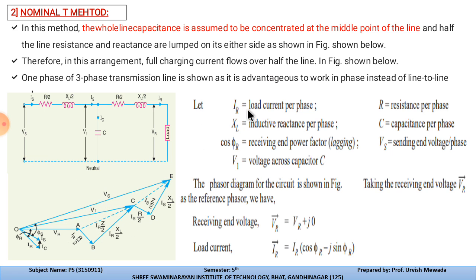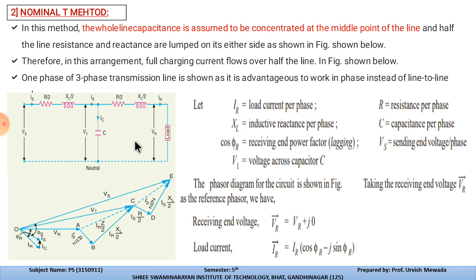Let us discuss the elements of the circuit again. IR is the load current per phase. XL is the inductive reactance per phase. Cos phi R is the receiving end power factor, which is always lagging. Why is it lagging? Because we have not considered any capacitor in series with the circuit. And V1 is the voltage across the capacitor. One thing you should keep in mind: this capacitance is imaginary. It is not physically connected in the circuit. We are considering the effect of the capacitor over here.